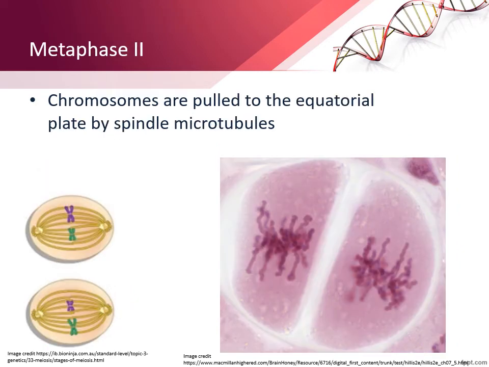Metaphase 2, also a lot like mitosis. We are going to line up the chromosomes, not in pairs, but in single file at the middle of the cell. So once again, metaphase in the middle, but now we're not lining up in pairs, we're lining up single file. But what's cool is because we already went through one division, we are going to have two cells lining up in the middle. So two cells are both lining up in the middle, single file.